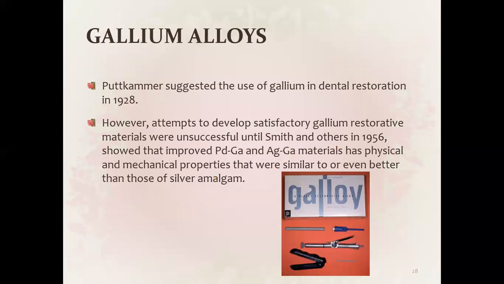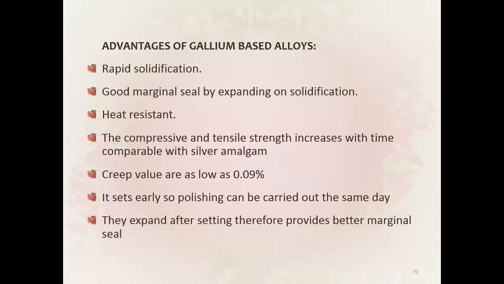Now, gallium alloys. Whitcomer suggested the use of gallium in dental restoration in 1928. However, attempts to develop satisfactory gallium restorative materials were unsuccessful until Smith and others in 1956 showed that improved palladium gallium and silver gallium materials had physical and mechanical properties that were similar to or even better than those of silver amalgam. Advantages of gallium-based alloys are rapid solidification, good marginal seal by expanding on solidification, and heat resistance.